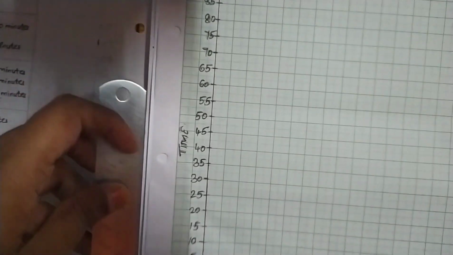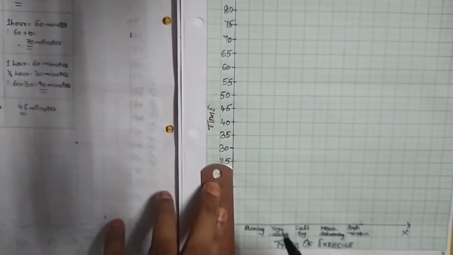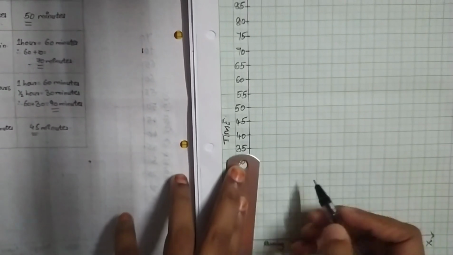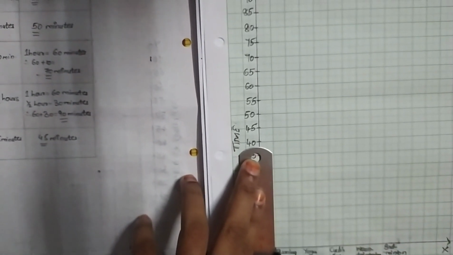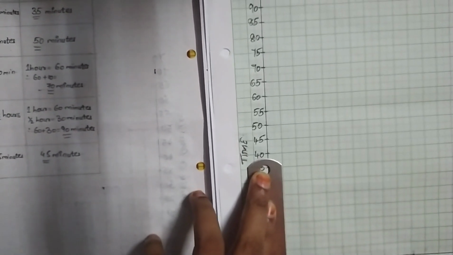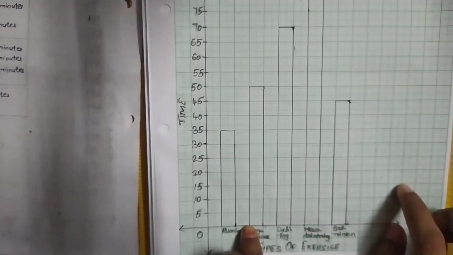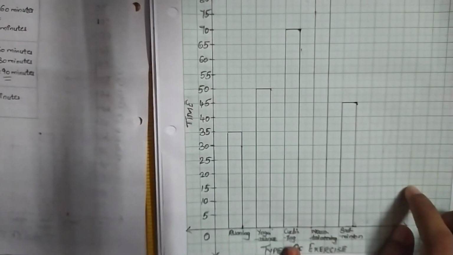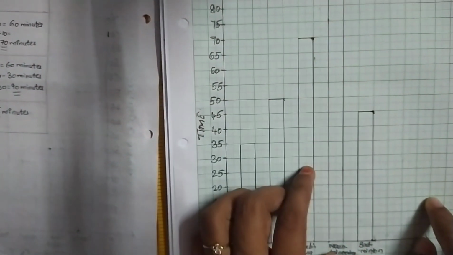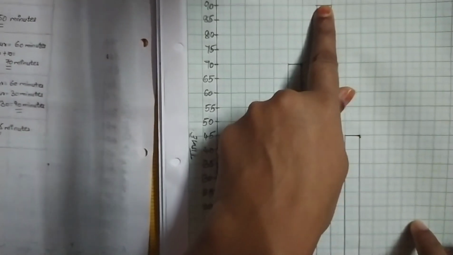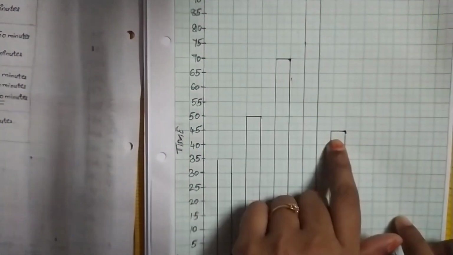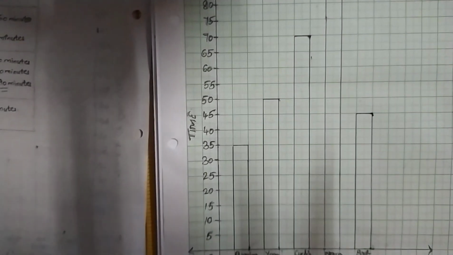The first one is running. Exercise is running. It's 35 minutes. So here I have my 35 over here. So my line. Now this is the bar graph: running 35 minutes, and yoga it is 50 minutes, cycling it is 70 minutes, then mountaineering it is 90 minutes, and badminton it is 45 minutes. So this is the way we have to draw the bar graph.